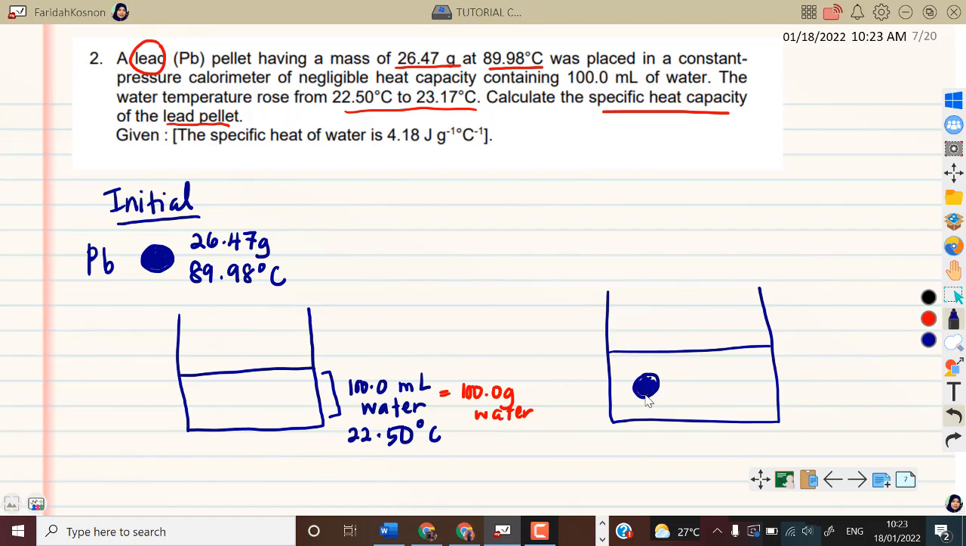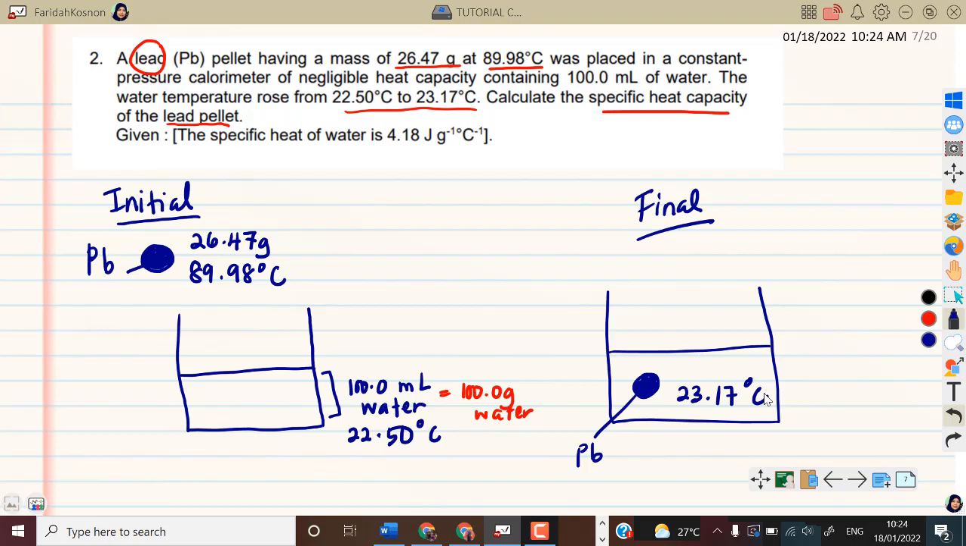So this is the lead pellet. Plumbum ni tadilah eh. Okay, lead pellet saya masukkan dalam air yang suhunya berapa tadi? Suhu air itu asalnya 22.50 degree Celsius. So what happened finally? So kita nak cari yang bahagian finally. So what happened? You tengok kat sini, the water temperature rose from 22.5 degree Celsius menjadi, okay, suhu air itu sekarang jadi 23.17 degree Celsius. Okay, so what happened?